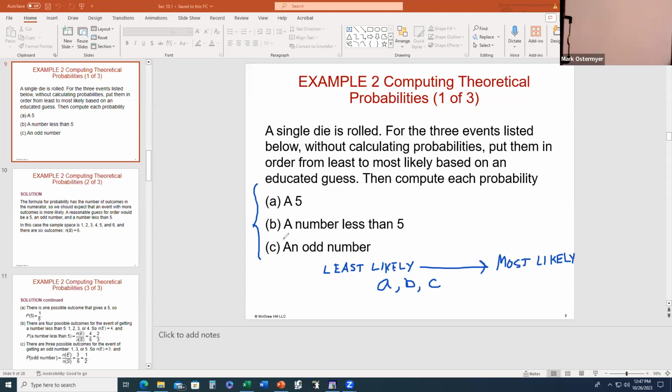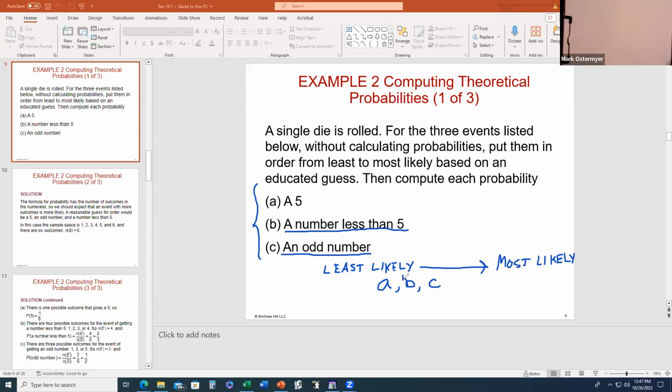All right. B, how many ways can you roll a number less than 5? Well, that would occur if you roll a 1 or a 2 or a 3 or a 4? Okay. That can occur how many ways? 4/6, you can reduce to 2/3. And rolling an odd number was 3 out of 6, correct?